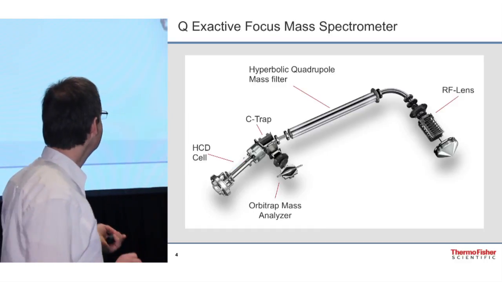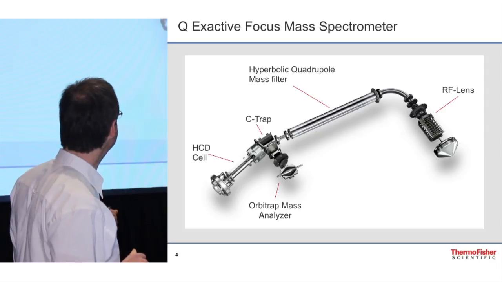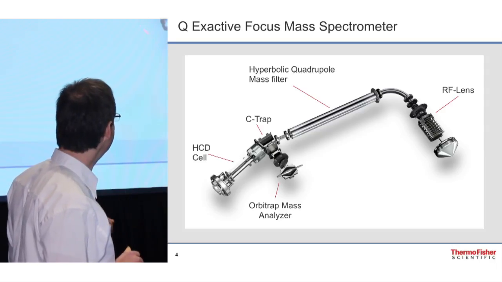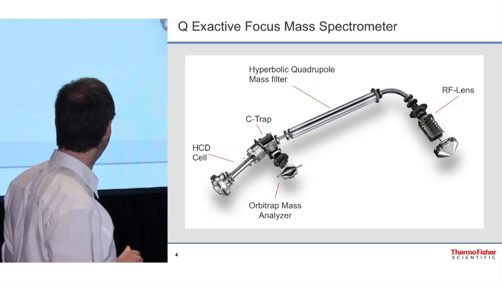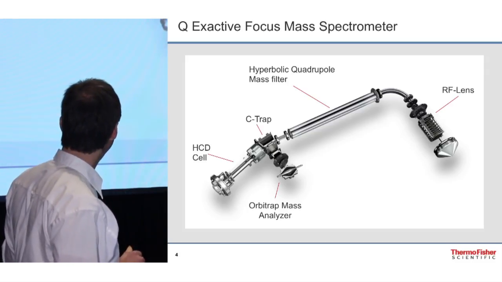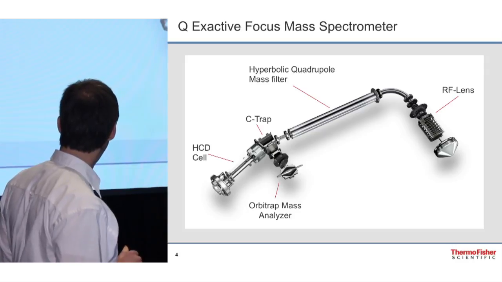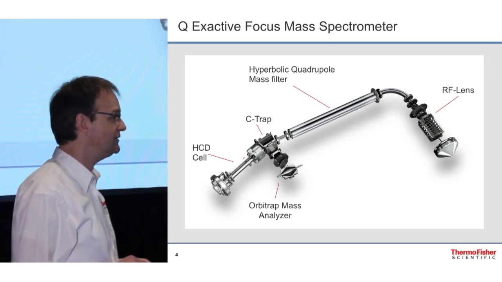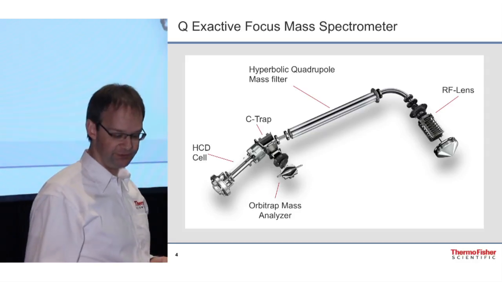This is the schematic of the system. You have the ion source and ion optics here with the RF lens. We have the quadrupole for precursor ion selection, the C-trap, the Orbitrap, and in the back, the HCD cell. That's the known layout of all Q Exactive instruments.